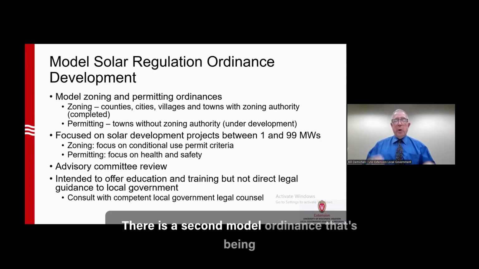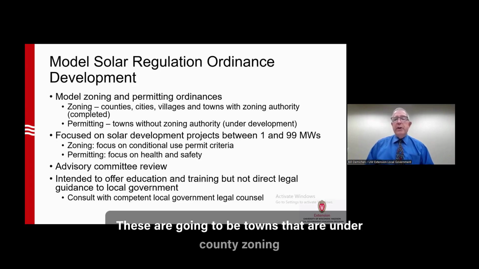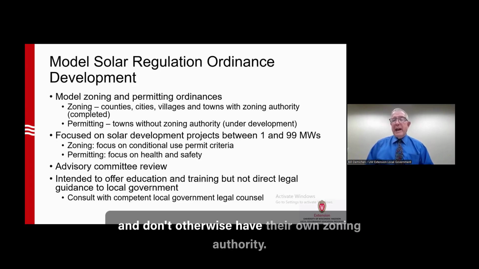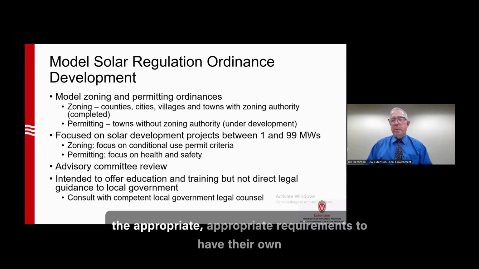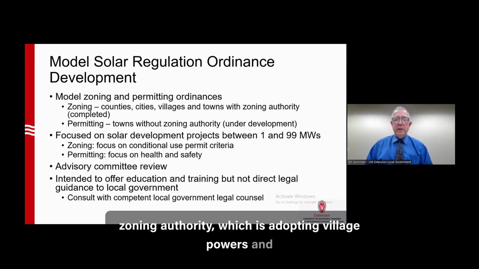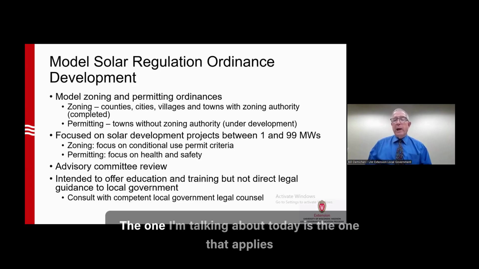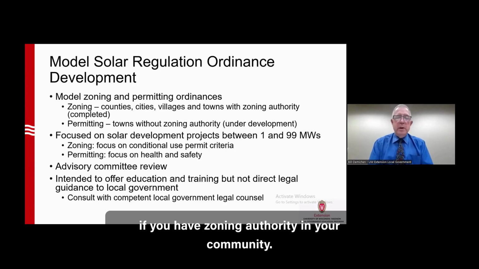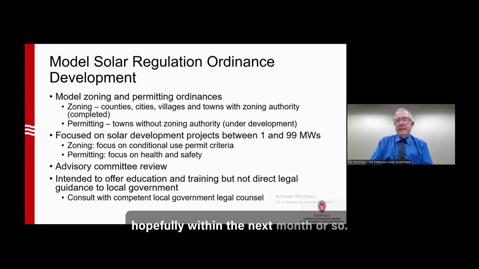There is a second model ordinance that's being developed for those local units of government. These are going to be towns that are under county zoning and don't otherwise have their own zoning authority. It could be towns that are in counties that have not adopted a county zoning ordinance, but those towns have not adopted the appropriate requirements to have their own zoning authority, which is adopting village powers and then using those village powers to go to zoning. And so there'll be two different ordinances. The one I'm talking about today is the one that applies if you have zoning authority in your community. And as I said, permitting, again, will be coming up later, hopefully within the next month or so.